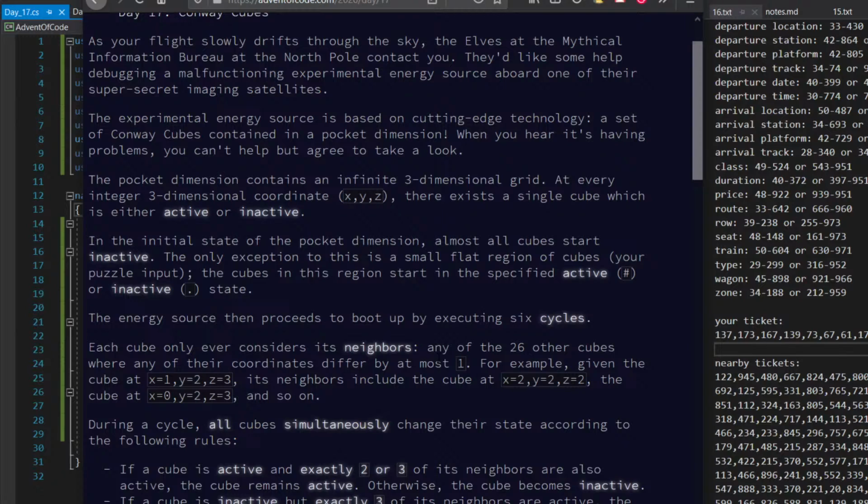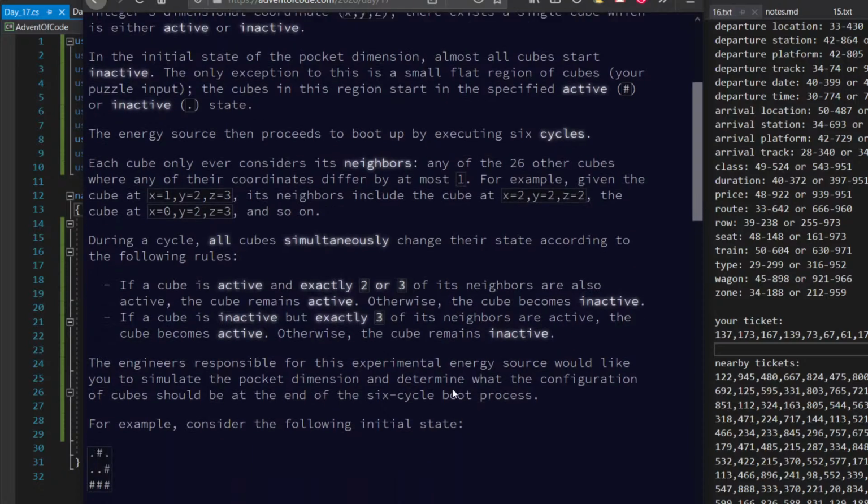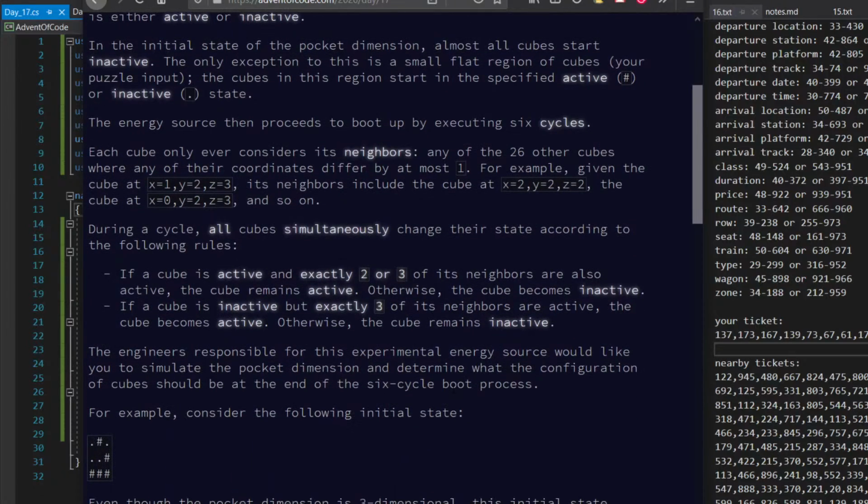Okay. In the initial state of the pocket dimension, almost all cubes start inactive. The only exception is a small flat region of cubes, here the puzzle input. The cubes in this region start at the specified active or inactive state. The energy source then proceeds to boot up, executing 6 cycles. Each cube only considers its neighbors: any of the 26 other cubes where any of their coordinates differ by at most 1.